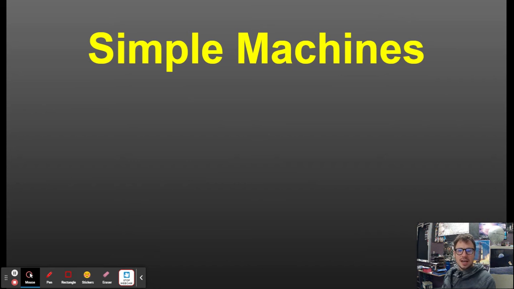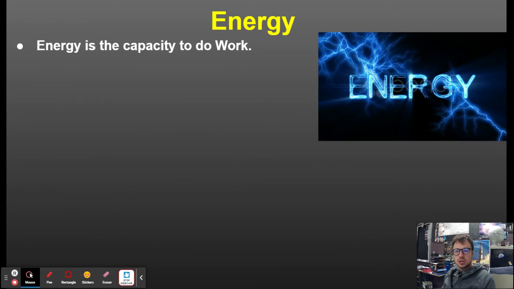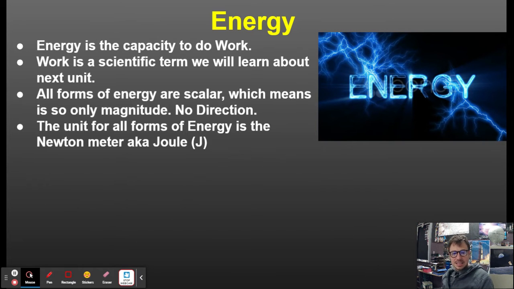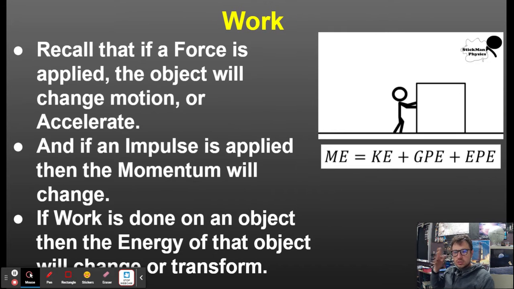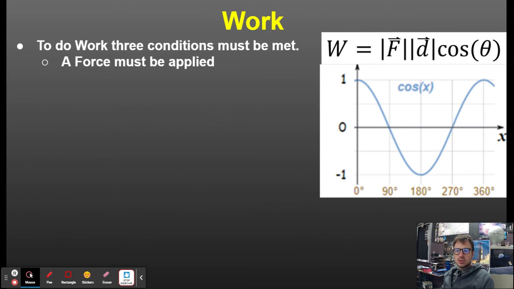All right, these are the slides on simple machines. So this whole unit has been about energy, and simple machines basically wraps up energy. Energy is the capacity to do work. Now we also learned about work, right? If work is done to an object, the energy of the object will change or transform.